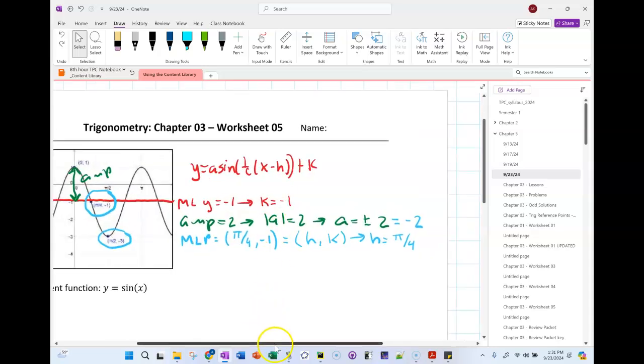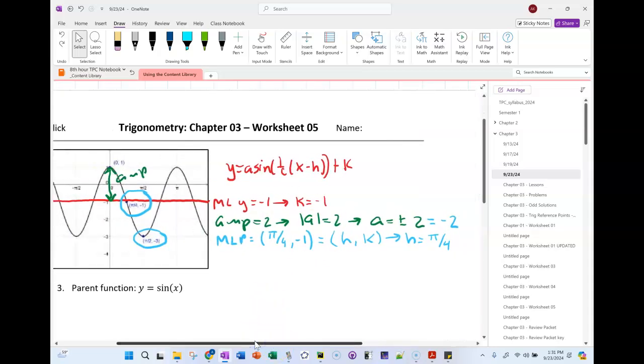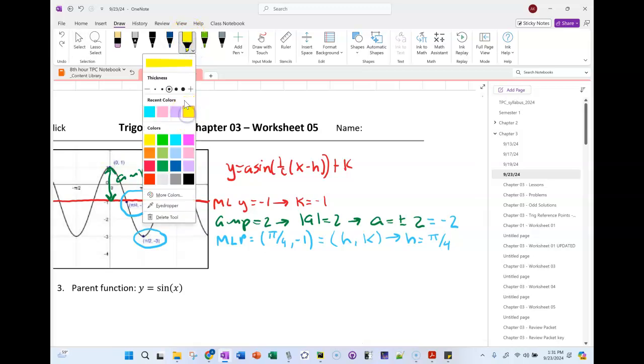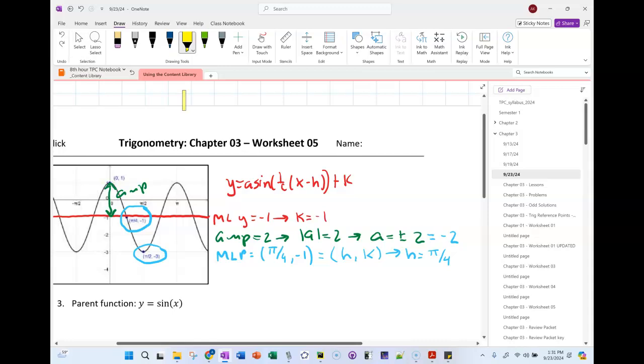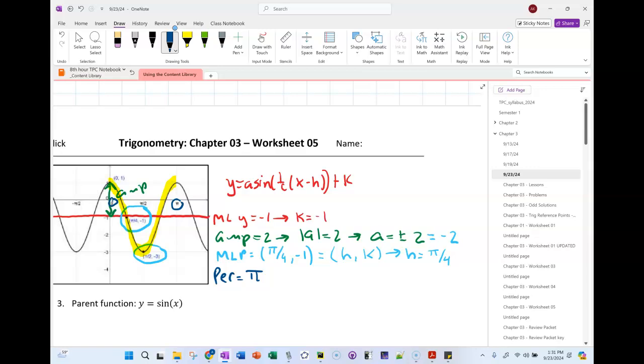Okay. Last thing we're going to want is the period, because that's going to give us our value for C, right? So if I go, say, from maximum to maximum, yep, I started at 0 and went to pi, so the period is pi. And how does period relate to C? There's a formula, right? Is it like 2 pi? It's 2 pi over the absolute value of C is equal to our period.